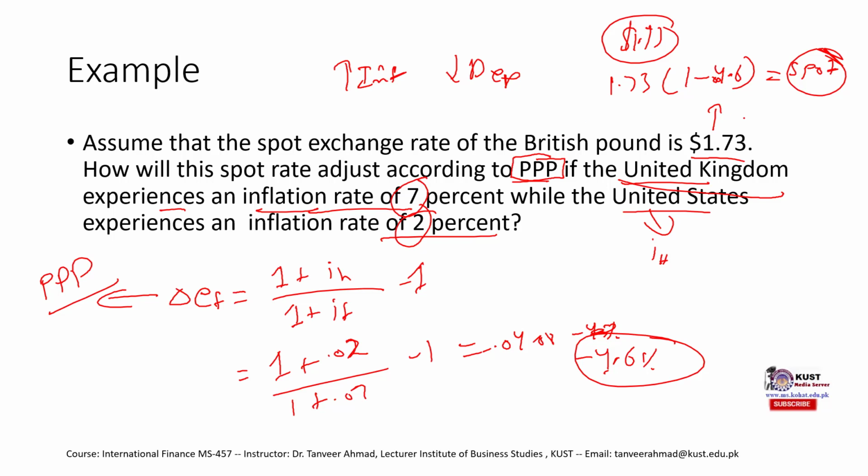So that would be $1.65. What this $1.65 means is that previously 1 pound was able to buy $1.73. Now 1 pound would be equal to $1.65. So the pound's purchasing power has decreased. That means the pound is depreciated.